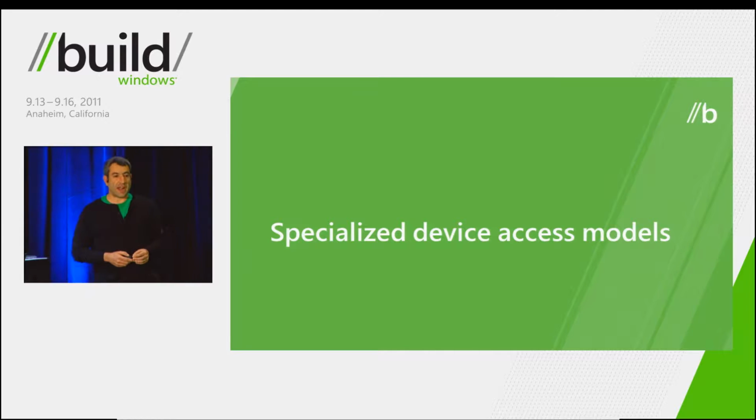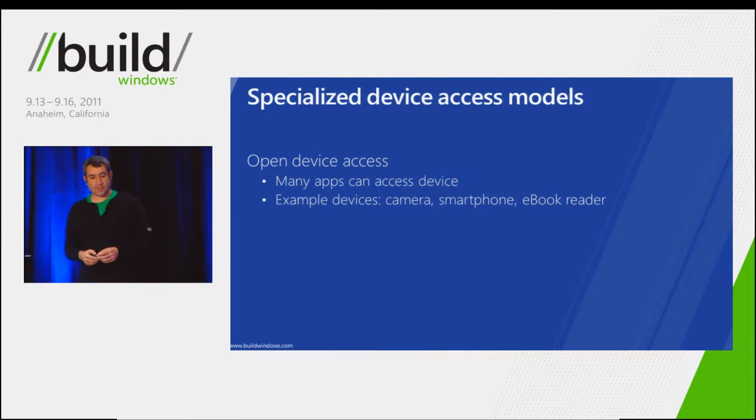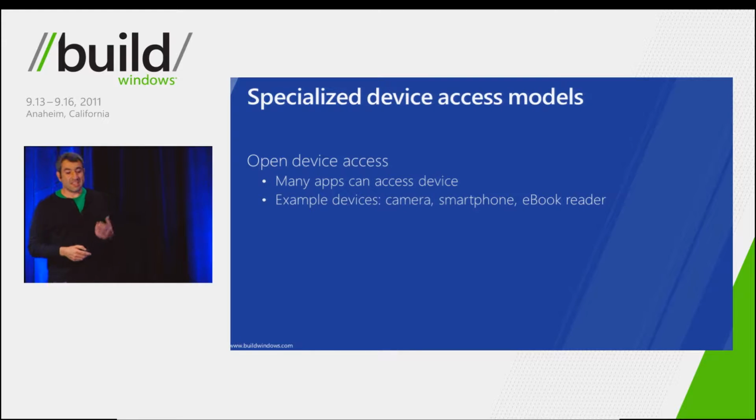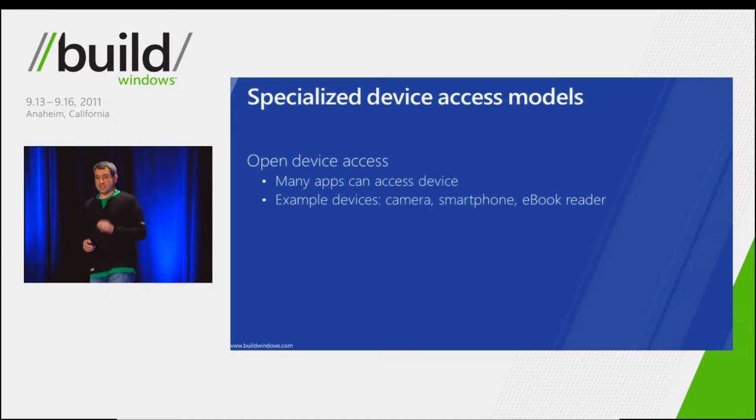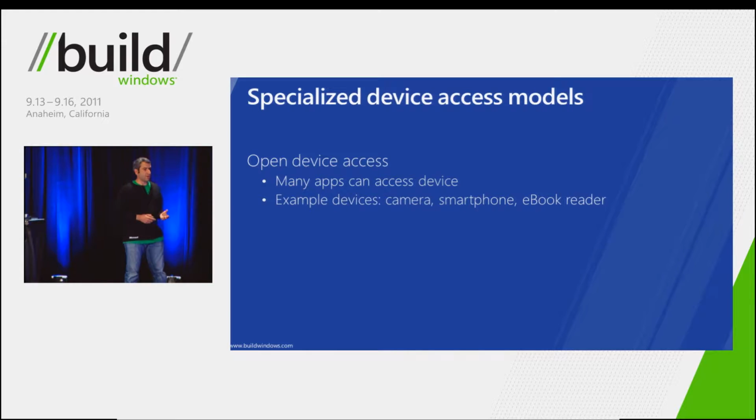Next, I'm going to introduce our access models, which define how a Metro-style app can access a device. Our first access model is what we call the open device access model. It enables many different apps from many different authors to access the unique functionality of your device. An example is a smartphone that you may want to have multiple different applications that can access contacts from to, for example, synchronize them with a mail application or perhaps a social network.